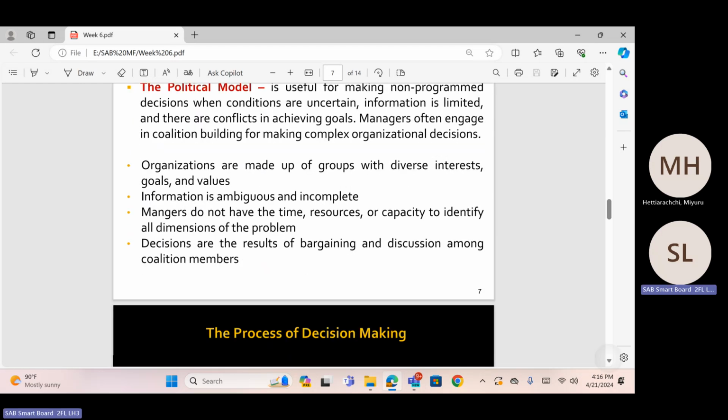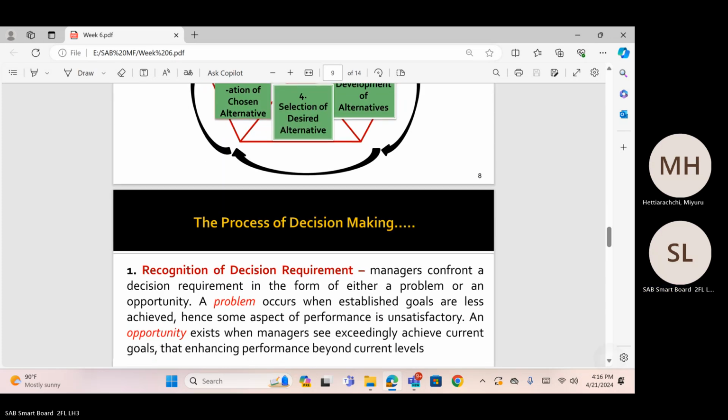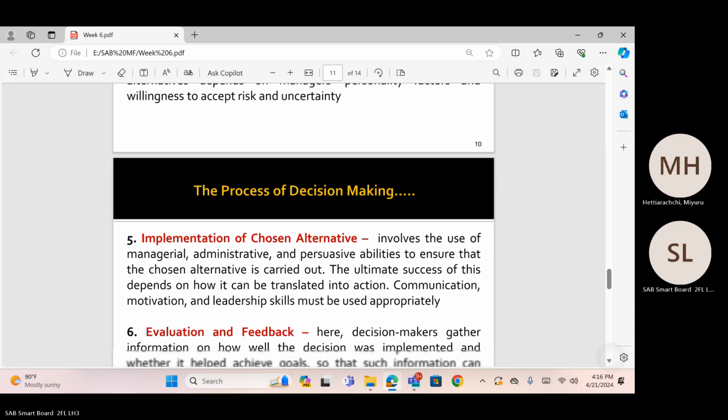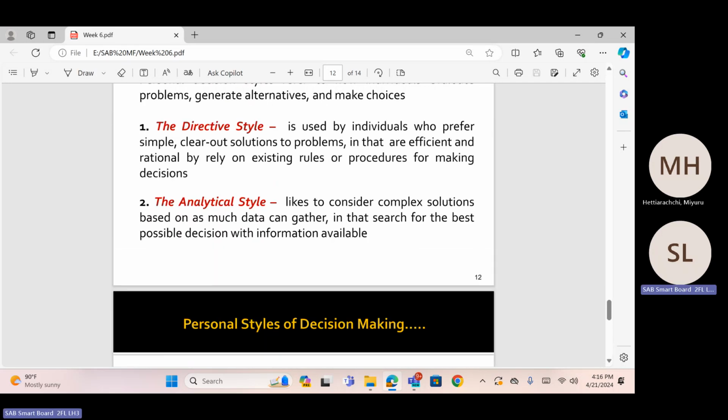That is the different decision-making styles used by managers. Here we will identify 4 alternative decision-making styles, which are called individual decision-making styles. What are the 4 styles? The first 2 are the directive style and the analytical style. Then the next one is the conceptual style. The last one is the behavioral style.